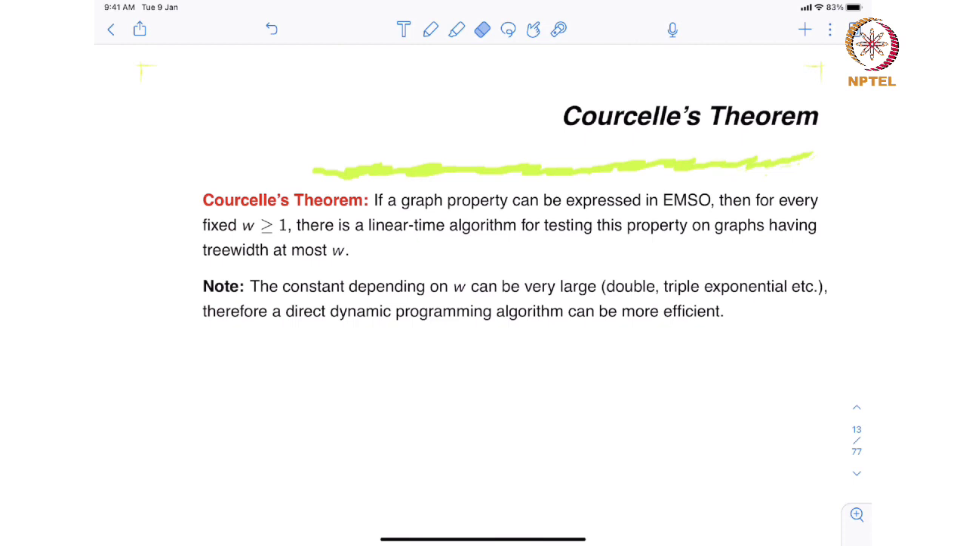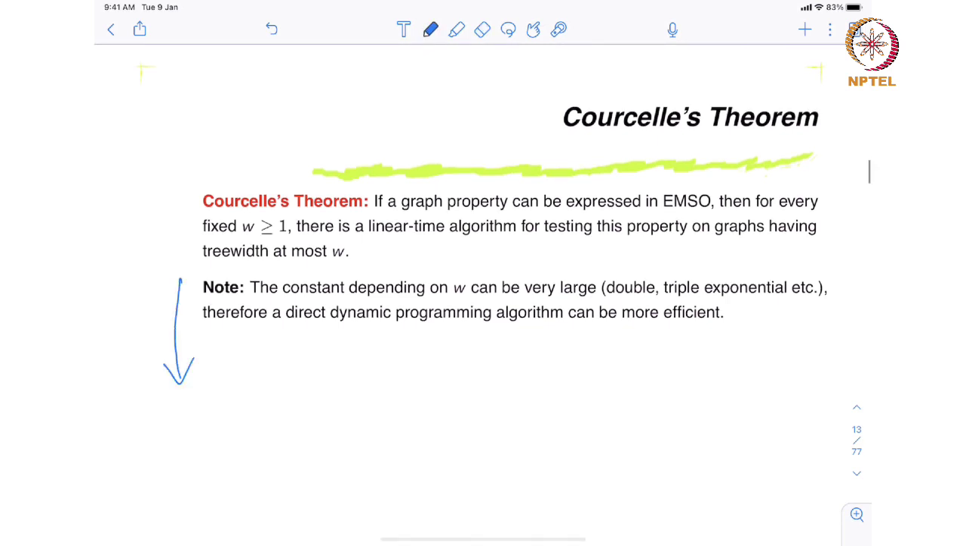So what does Courcelle's theorem prove? If a graph property can be expressed in this logic, then for every fixed w greater than or equal to 1, there is a linear time algorithm for testing this property on graphs having tree width at most w. Right? But here it is f of w times n.